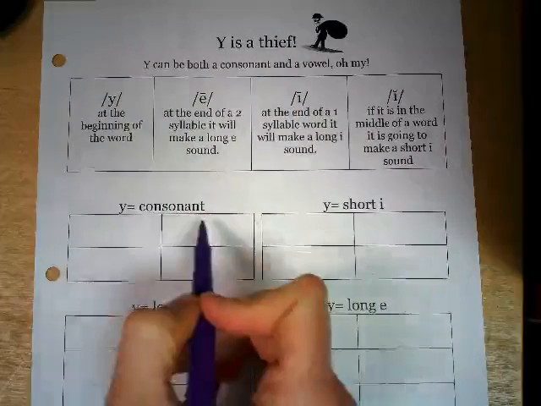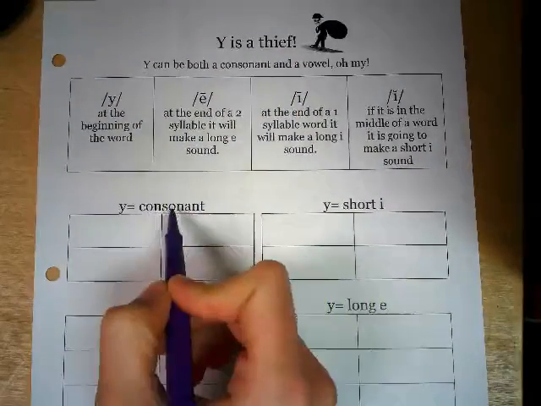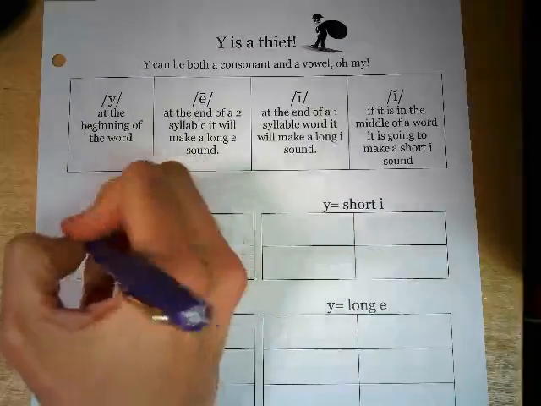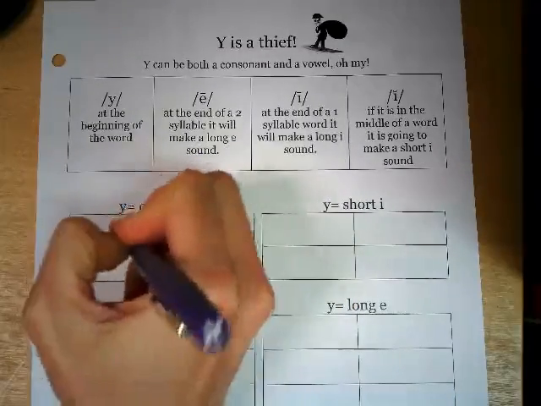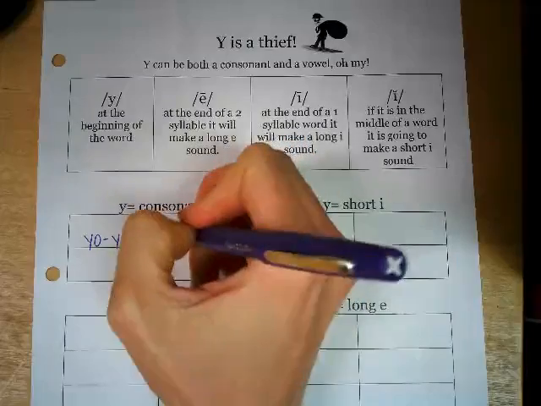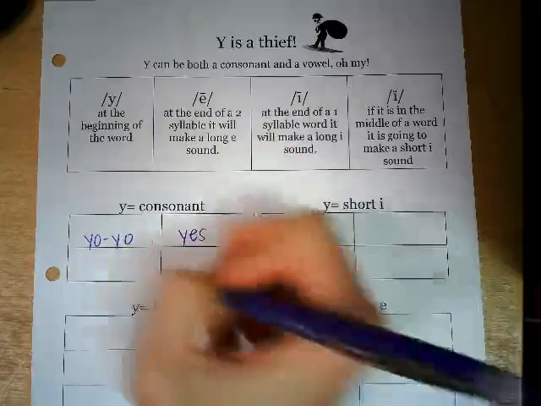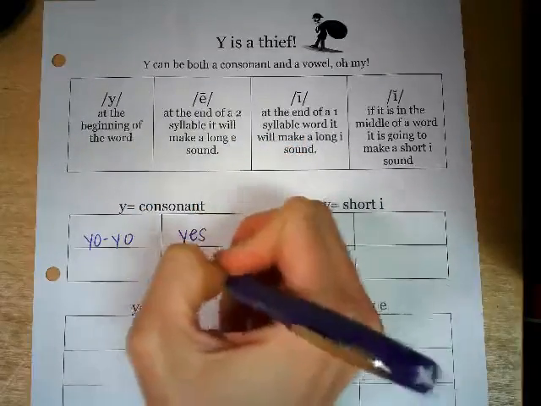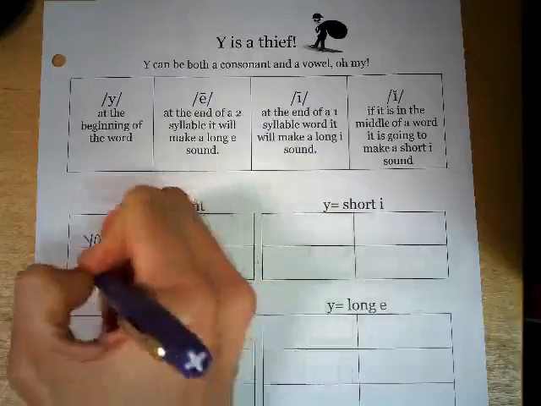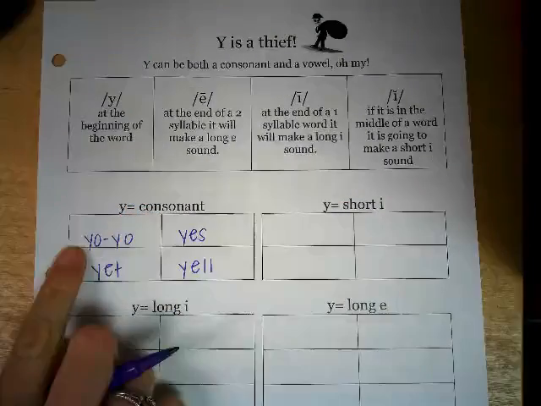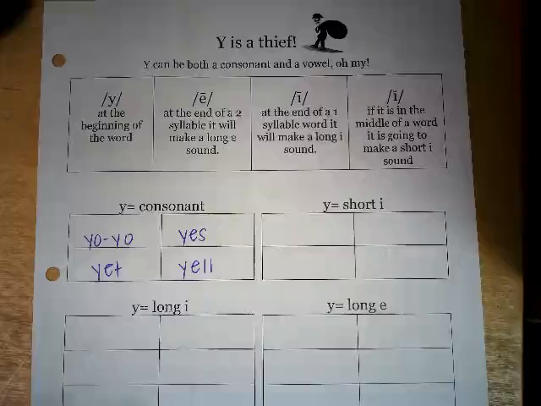So first, Y can be a consonant and say y, like in yo-yo, or yes, or even in yell, and just yet. So it says y at the beginning of a word.